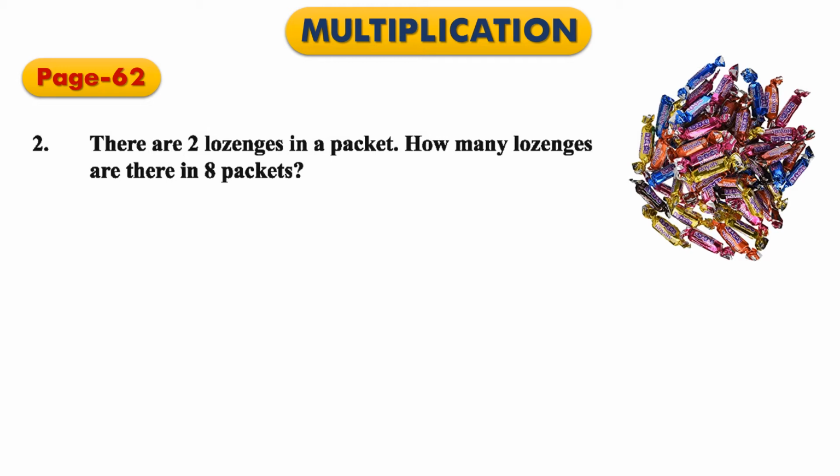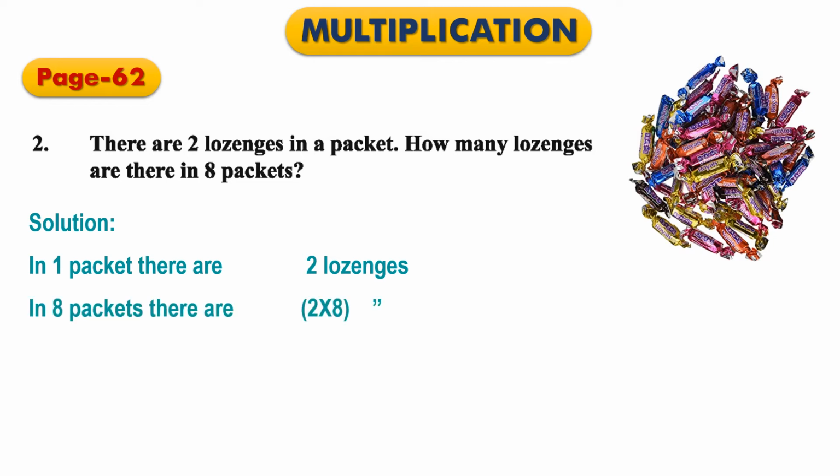So let's go through how to do the solution. We will write: in one packet there are 2 lozenges. So in 8 packets, as you know, we have to do the multiplication. So we will multiply 2 and 8, and we know the result: 2 eights are 16. So we will write down 16 lozenges. So the answer will be 16.